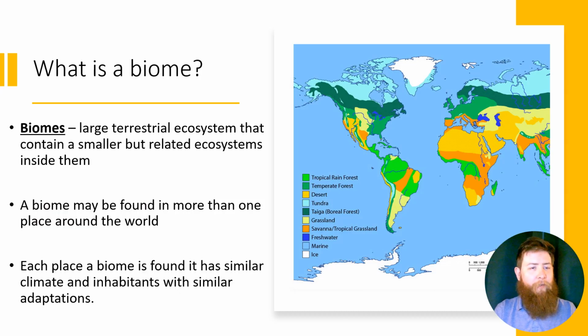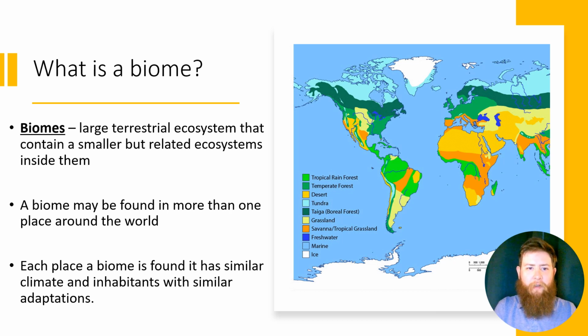So you might have heard of biomes, but what we're going to talk about is a lot of biome stuff to start with, and then we're going to talk about marine stuff afterwards. So what is a biome? Biomes are terrestrial ecosystems that contain smaller but related ecosystems inside of them. And biomes can be found in more than one place around the world.